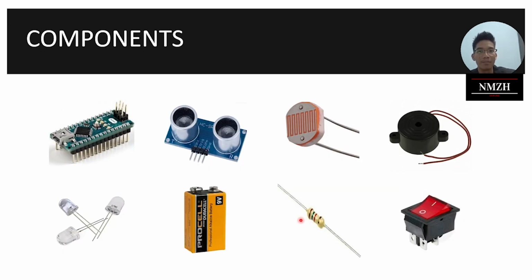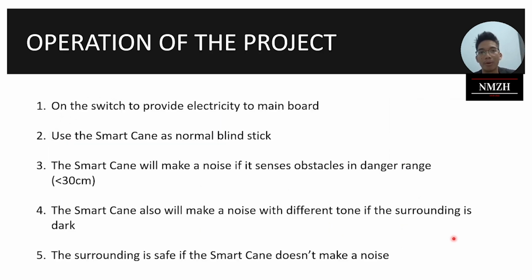Next, we go to the component of the project. Acting as the brain of the system, I use Arduino Nano instead of common Arduino Uno because of the size of the Arduino. The Arduino Nano is smaller compared to the Arduino Uno, so it consumes less space on the circuit. I want to explain the operation of the project.